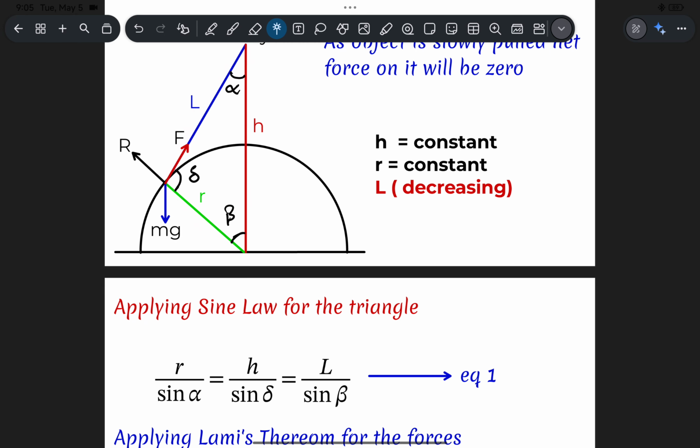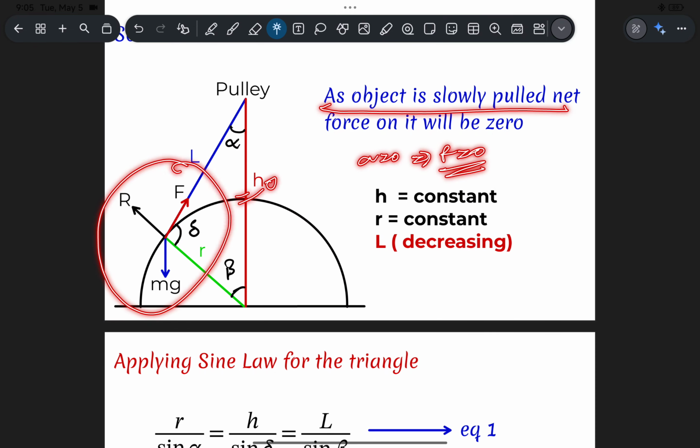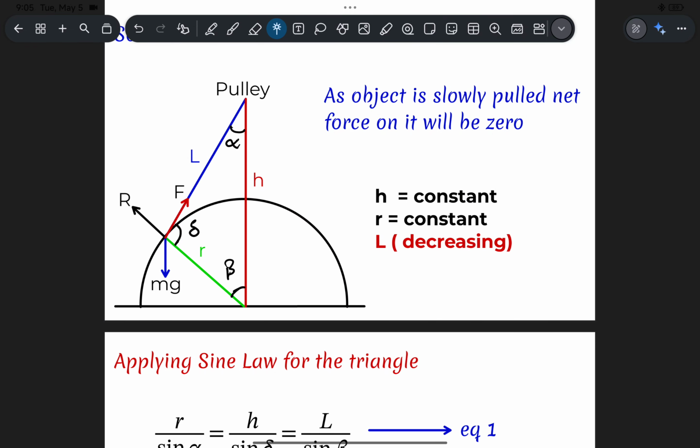Now I can also apply Lami's theorem for these three forces, because as the object is moving very slowly, its acceleration is 0. So acceleration 0 implies that the net force F is also 0. So the sum of these three forces should be equal to 0. So Lami's theorem can be applied here. We know that Lami's theorem is just one more modified version of the sine law.